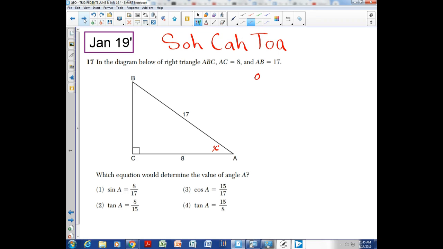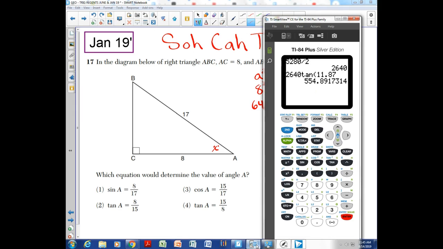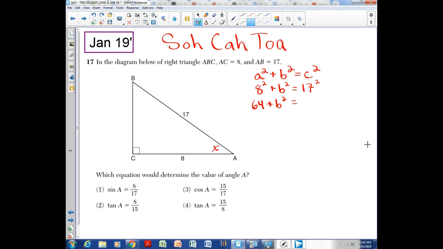So I'm just going to write down here in my scrap, a squared plus b squared is equal to c squared. 8 is one of my legs. The b is going to be the other one I'm looking for. My c squared, which is the hypotenuse, is equal to 17 squared. 8 squared is 64 plus my b squared is equal to 17 squared. If you're not sure what 17 squared is, you go to your calculator, 17 squared, and you get 289.